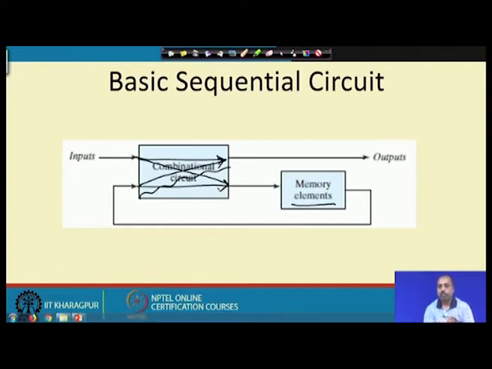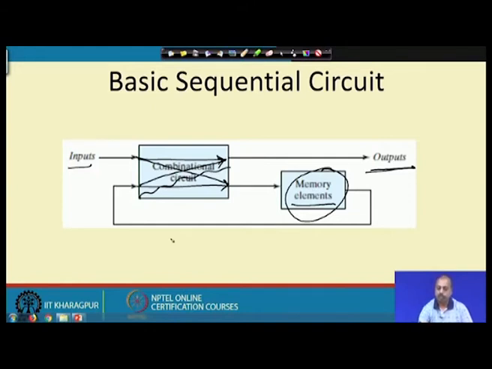As a user of the system, these memory elements are not of interest to us. We are bothered about these outputs only, but since the memory element inputs are also coming to this combinational circuit, the output will depend not only on the present input, but also on what was previously the content of the memory element. So, that will determine the output. That is the sequential behavior. It remembers what was the previous state of the system.